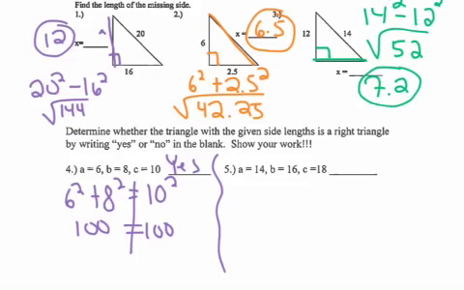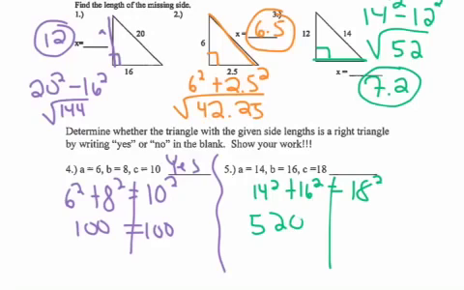Over here, if I do the same thing, 14 squared plus 16 squared, I want to know if it equals 18 squared. 14 squared plus 16 squared is 520. 18 squared is 324. Since 520 does not equal 324, no, they would not form a right triangle.